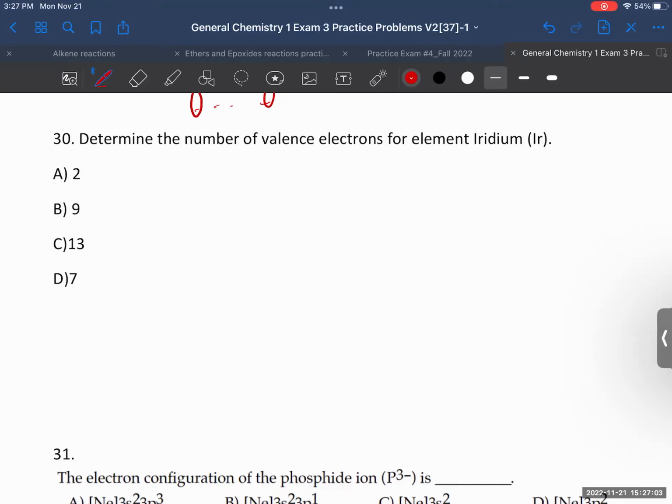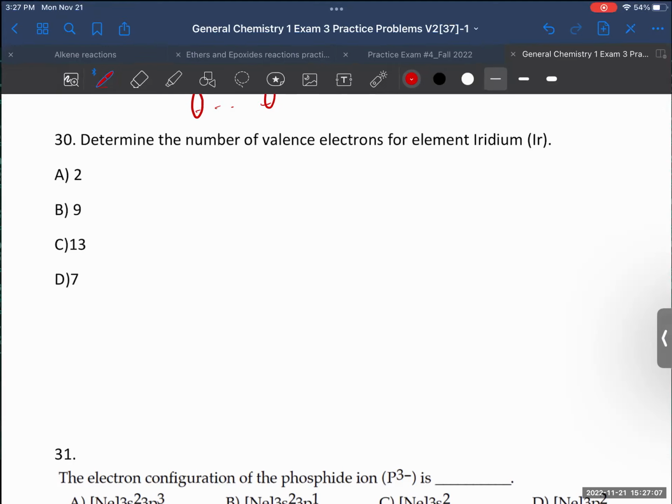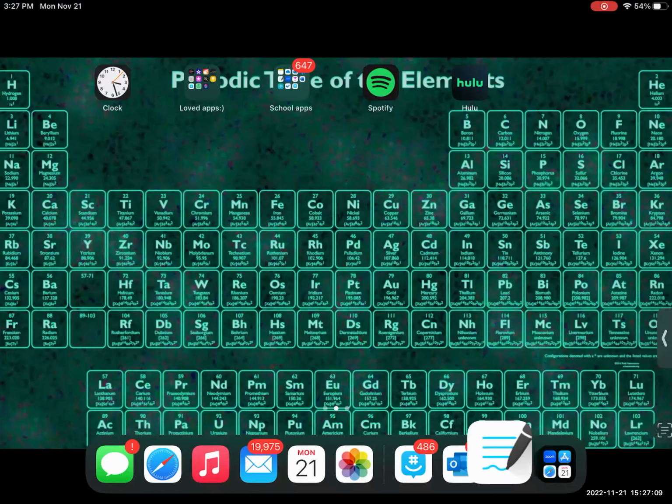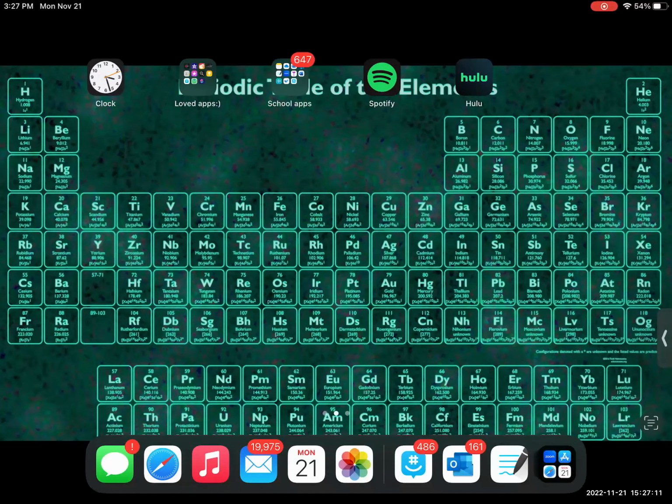Let's look at our famous periodic table. Iridium, right? So you go right here. There's your two outer electrons, right? Then you got.